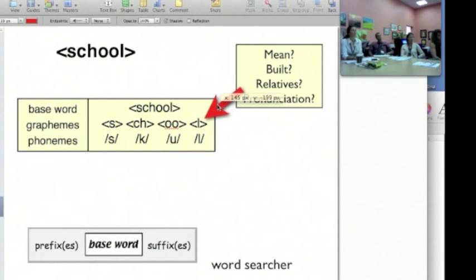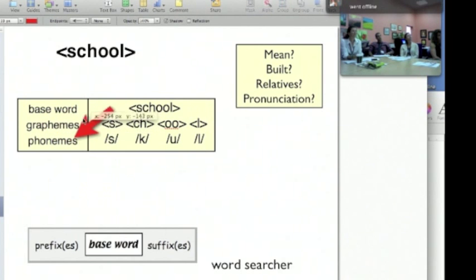How many graphemes do you see? The angle brackets tell them there's 4. And now they're thinking in graphemes, not in letters. How many letters does school have? 1, 2, 3, 4, 5, 6. It has 6 letters, but only 4 graphemes. I'm already helping the kids see how words are built. Now, phonemes, do you see anything in the word phonemes that tells you what they might be?